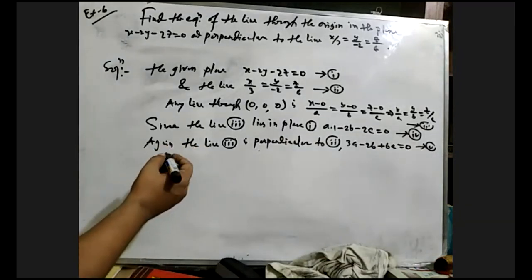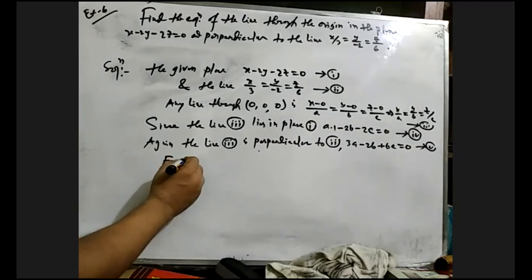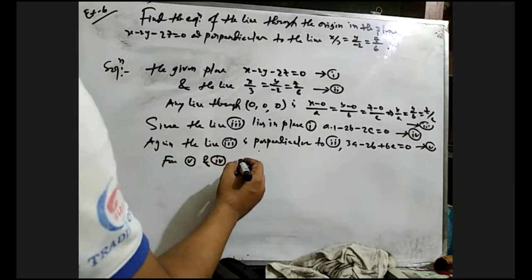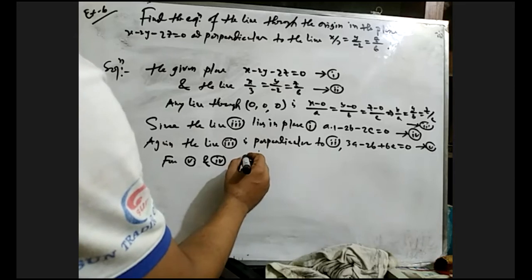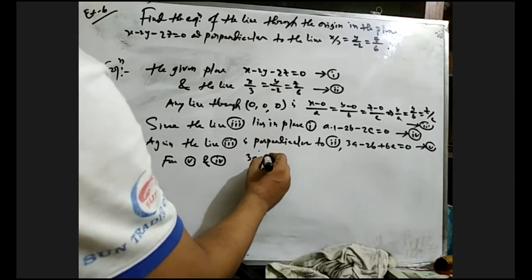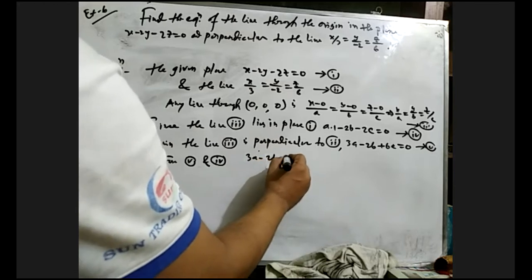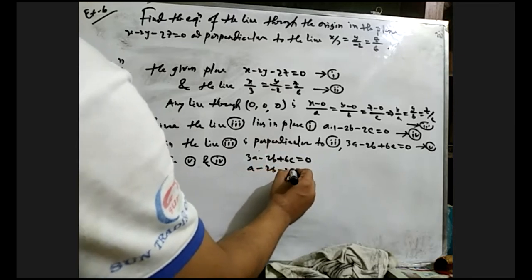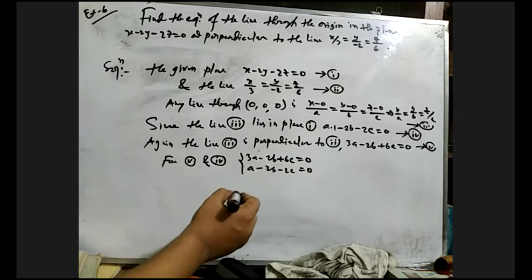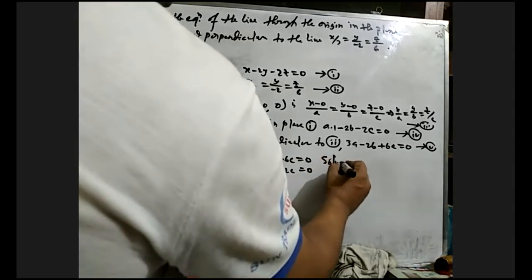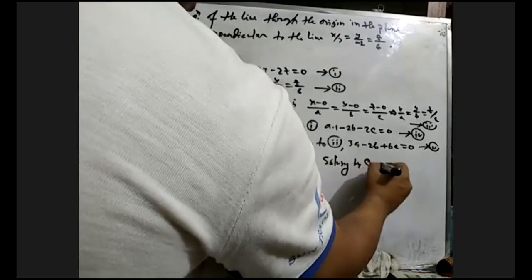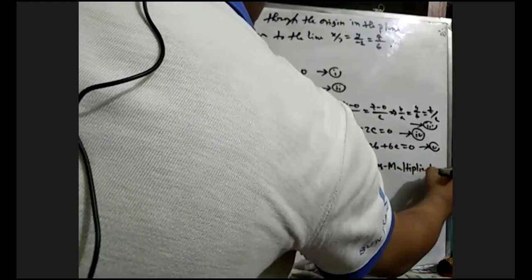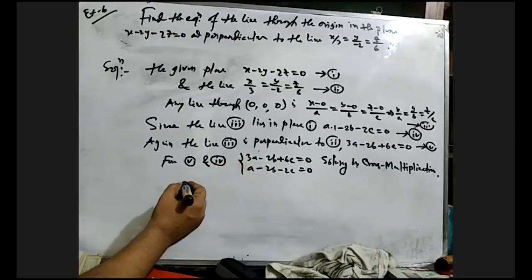From 4 and 5, from 5 and 4, we get what actually? Thrice a minus twice b plus 6c equals 0, and the other is a minus twice b minus twice c equals 0. Just solving this by cross multiplication.